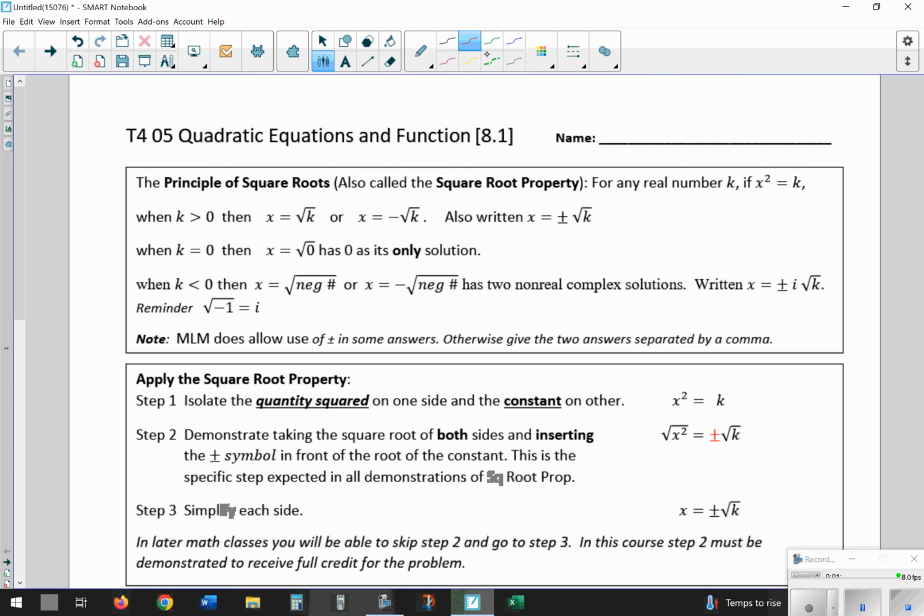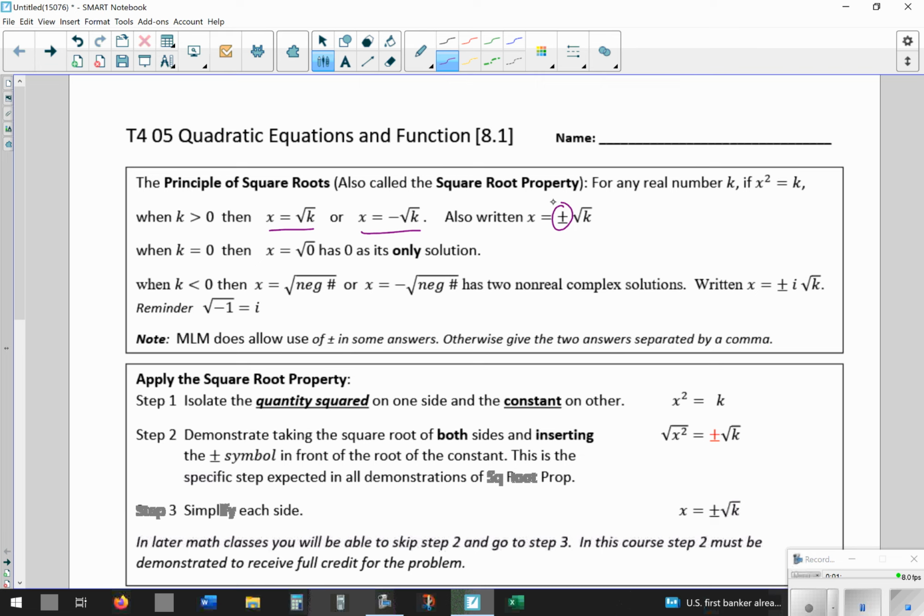We can write that as two separate values, and we can also write it as the two values combined using the plus minus key. If the value for k is 0, since 0 is neither positive nor negative, then we have only the one solution.